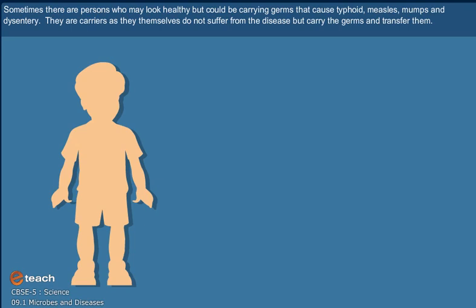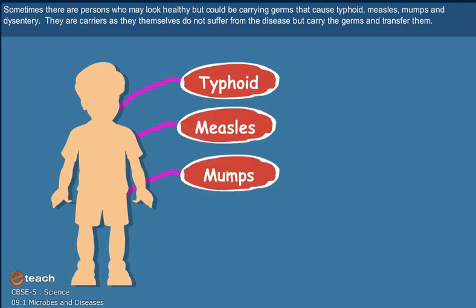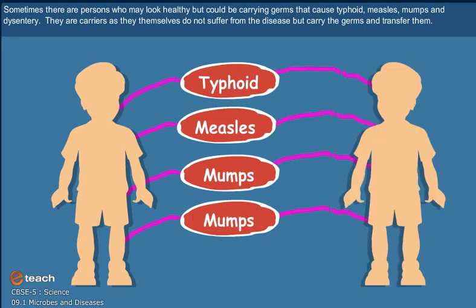Sometimes there are persons who may look healthy but could be carrying germs that cause typhoid, measles, mumps, and dysentery. They are carriers as they themselves do not suffer from the disease but carry the germs and transfer them.